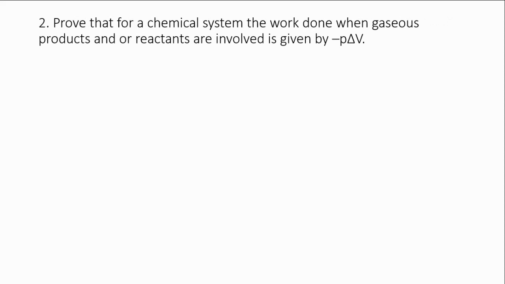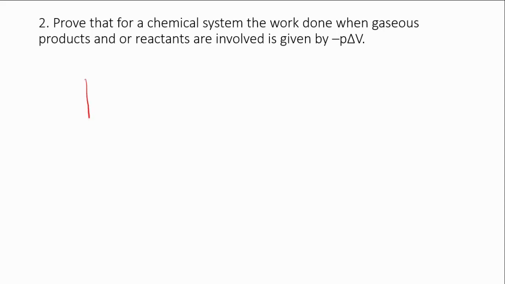Now, this other question is asking us to prove that for a chemical system, the work done when gaseous products and/or reactants are involved is given by minus P delta V. So we have to prove that for a chemical system, the work done when gases are involved is equal to minus P delta V. Okay, let's see if we can do that.